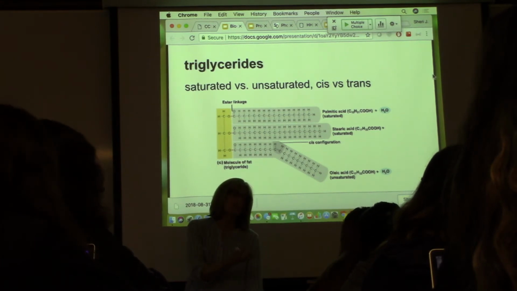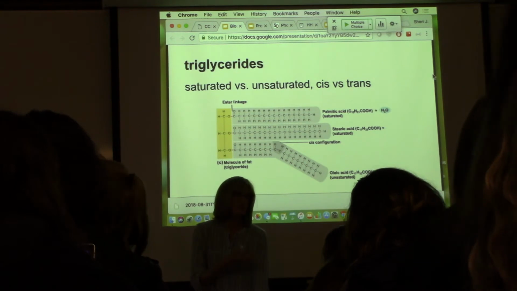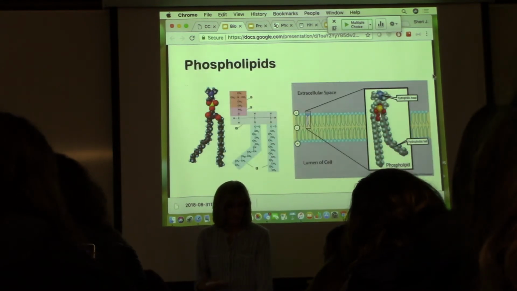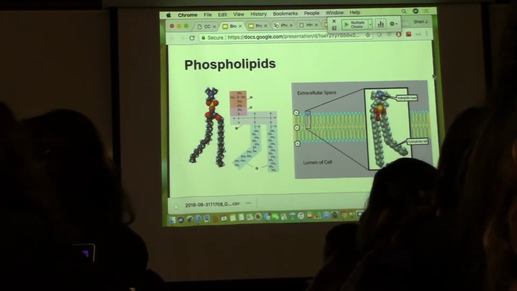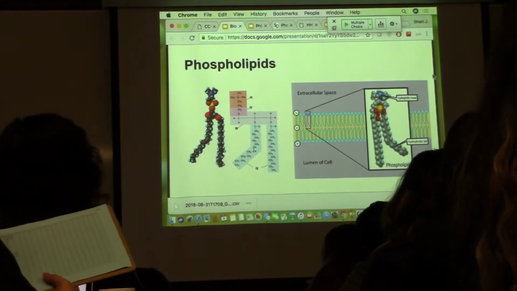We think of triglycerides as an organism more than a cell. So you have cells in your body devoted to storing triglycerides, and that's adipose or fat tissue, right? Now, phospholipids are the lipids that are dedicated to forming cell membranes. So these are a little bit more complicated.